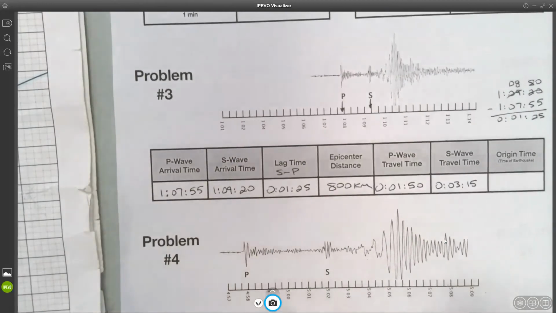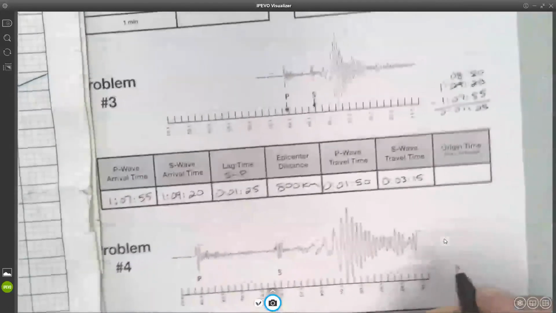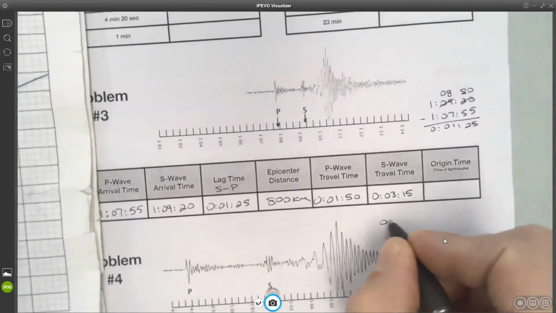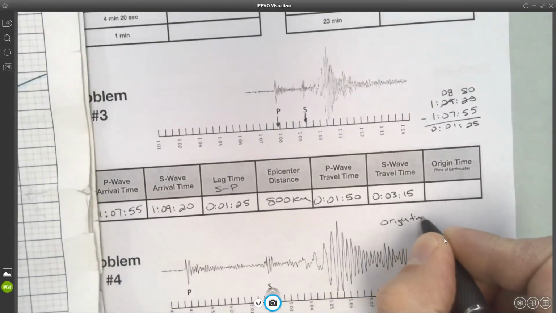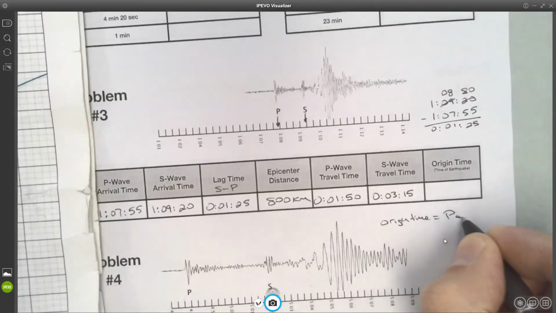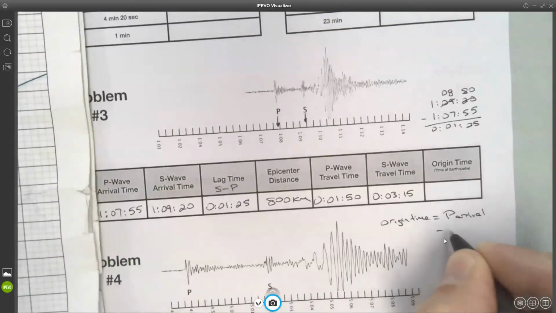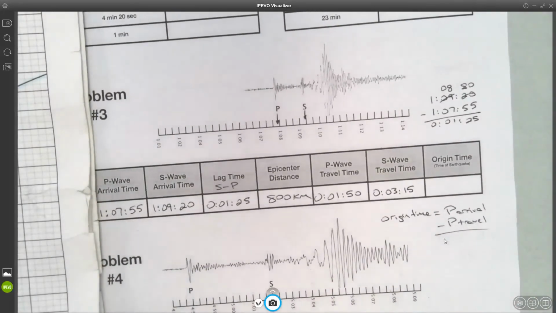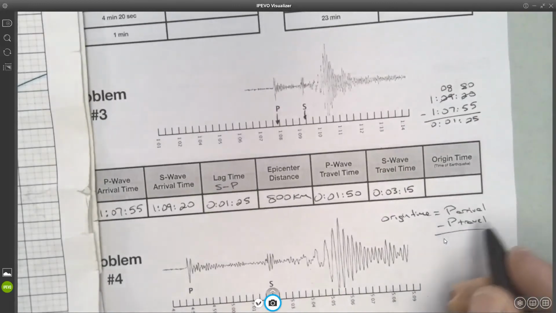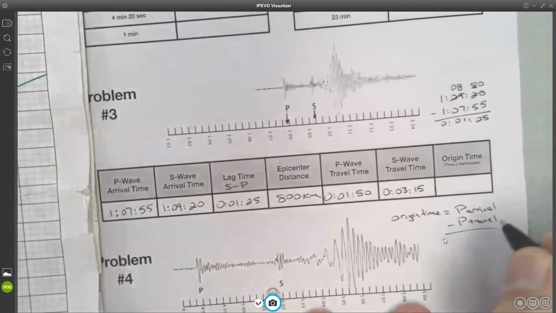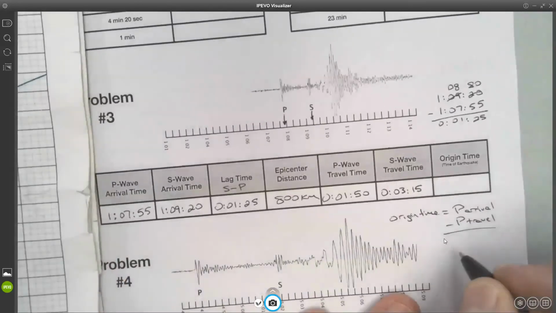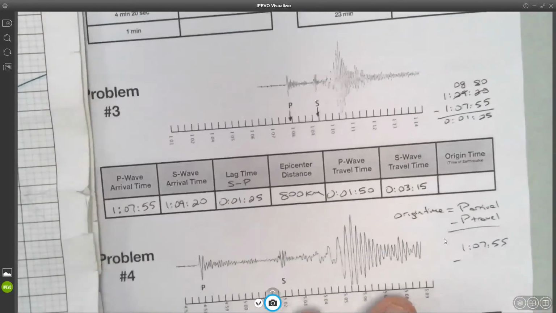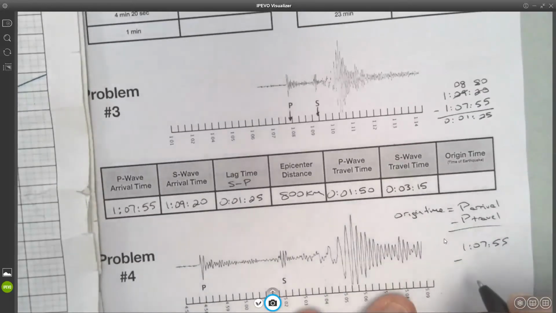Okay, now, origin time. Origin time is an equation, and the equation for origin time, I'm going to write this down, is equal to P arrival minus P travel. You can also do S arrival minus S travel. Either way, it'll work out to be the same answer. Okay, so P arrival minus P travel. I'm going to write these numbers down. My P arrival, which is right here, 107.55 minus my P travel, which was 150, right here. 0 hours, 1 minute, and 50 seconds.